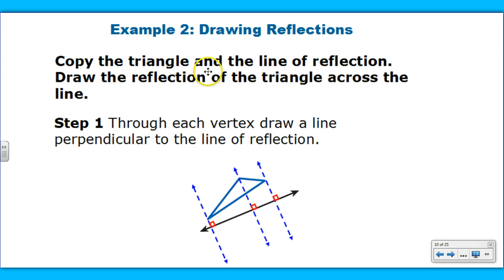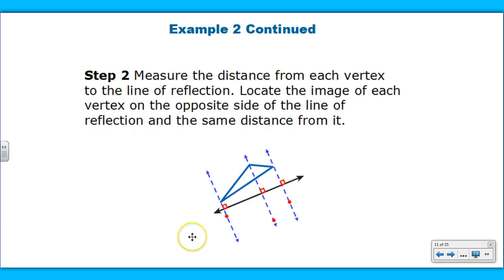So we are going to copy the triangle and the line of reflection and draw the reflection of the triangle across the line. Why don't you go ahead and try that here? You're going to have to pause and use the figure that you have in your notes. Okay, so we want a vertex that is the same distance from the line of reflection as this vertex, right? Same with this vertex, the same distance from the line of reflection out here, and finally the third, and then you can just join the vertices, right?